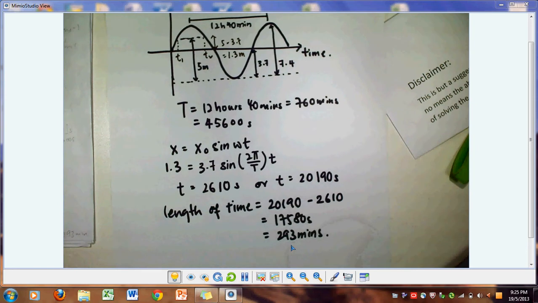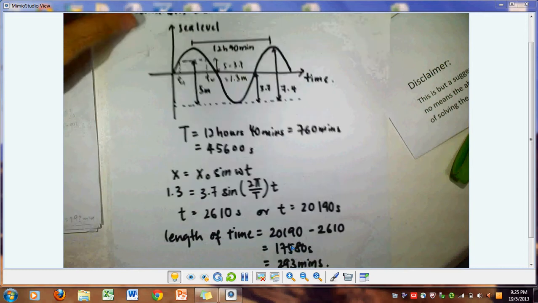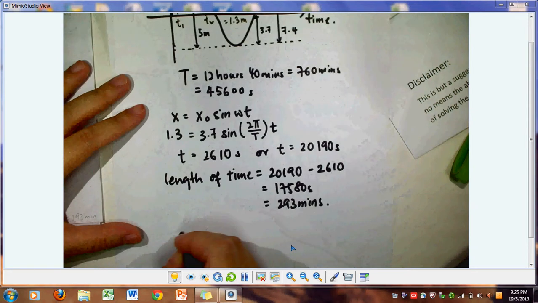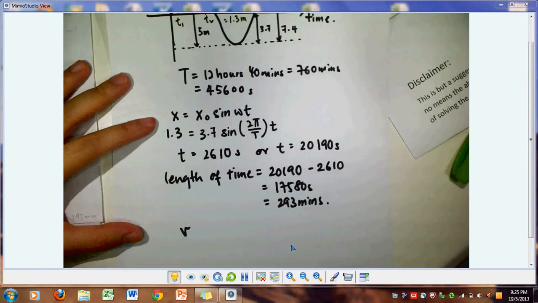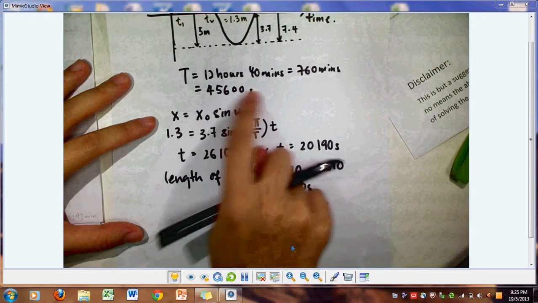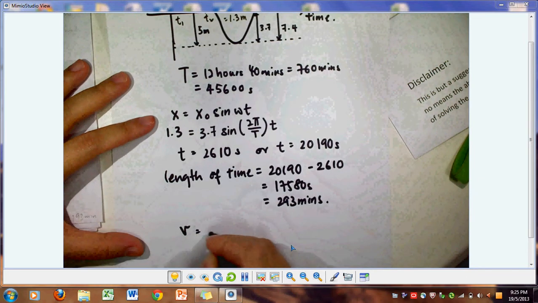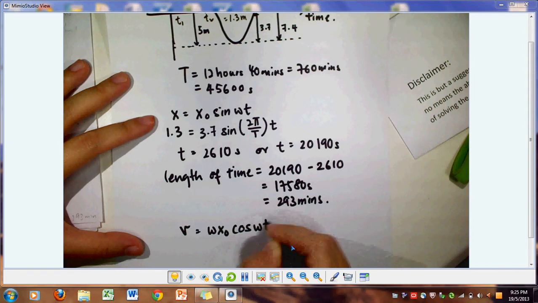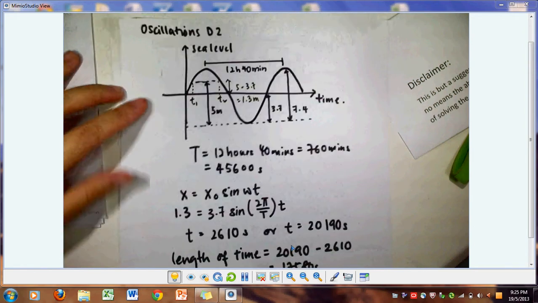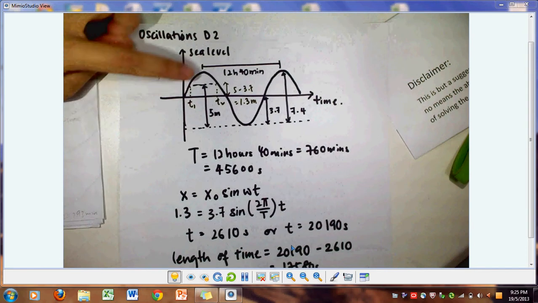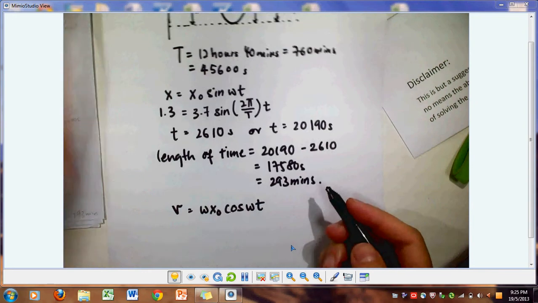Okay, the next question asks, what is the rate at which the tide is rising? So the rate at which the tide is rising is actually the velocity. So the velocity is the differential of this equation. So it's actually omega x naught cosine omega t. At this point in time, I want the velocity either at this point or at this point. So I'll just substitute the value in.